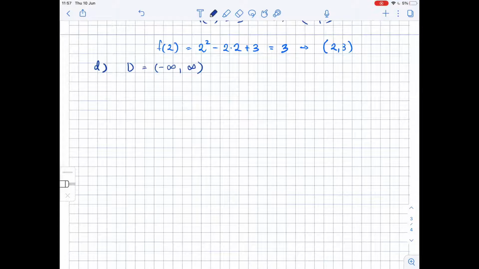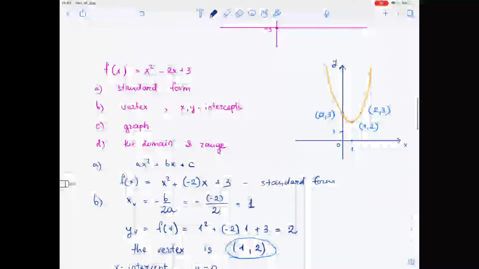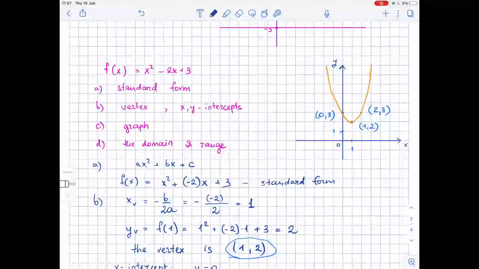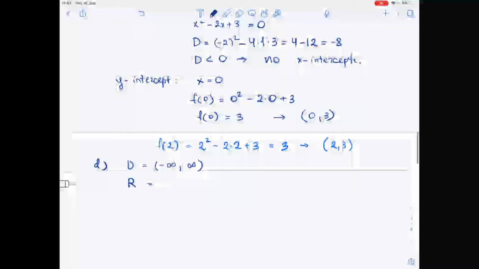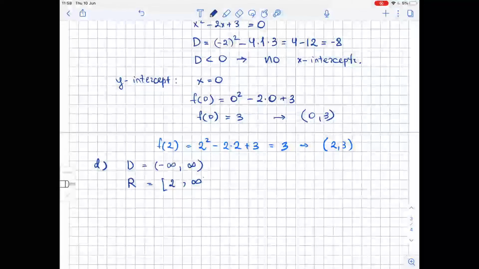Well, and regarding the range, those are the values of y which the function can reach. So R is equal to, again, let's look at the graph. If we look at the graph, we can see that the values of y start at 2 and then go up. So our function cannot be equal to a number which is smaller than 2. That means that the range will go from 2, including it, until positive infinity.